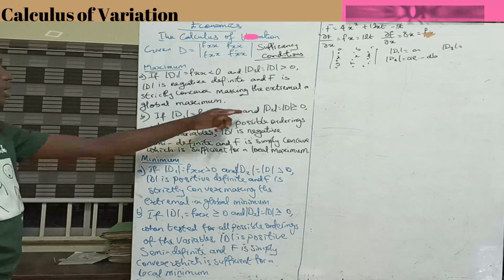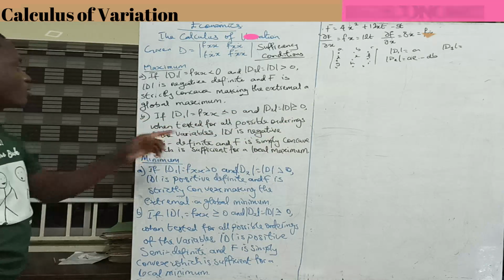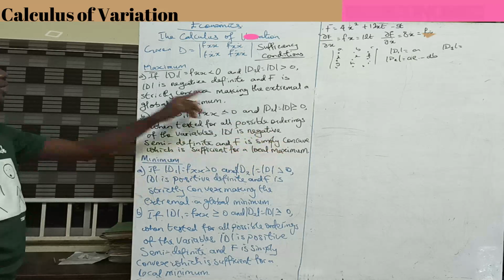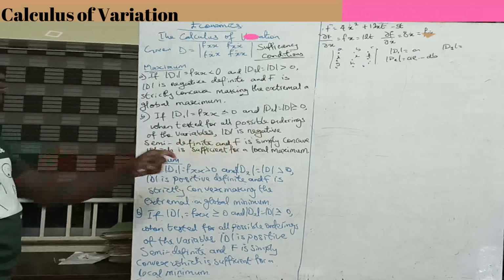If D1 is less than or equal to 0, and this guy, the determinant, is greater than or equal to 0, when tested for all possible orderings. So here you now have all possible orderings, and we are going to show that in an example. All possible orderings of the variables.